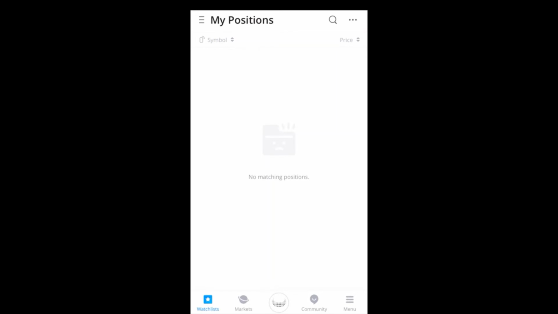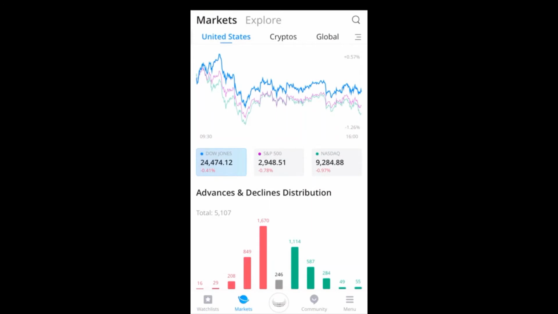So what we're going to do next is at the very bottom, we're going to click on markets. Now in the markets tab, you can view the individual performance of an individual market. And so as you can see for the United States, which is highlighted currently, you see the blue lines, that represents the Dow Jones. The S&P 500 is represented by the purple line, and the green line is the NASDAQ. And so you can see that today, before the market opened, the Dow Jones is down 0.41%, S&P 500 is down 0.78%, and NASDAQ is down 0.97%.